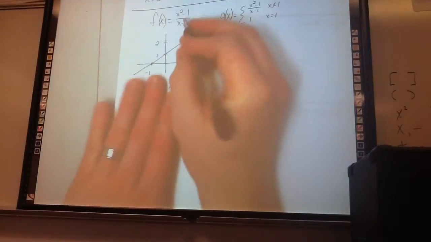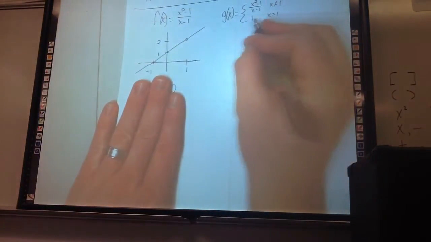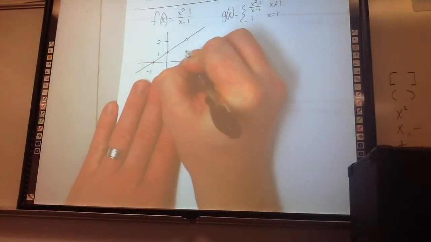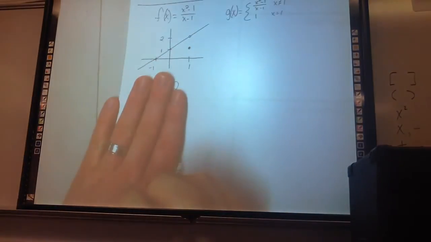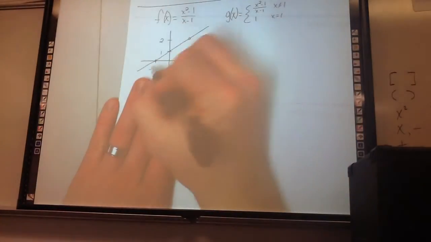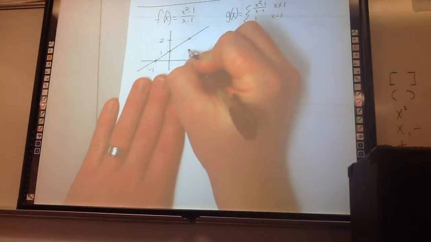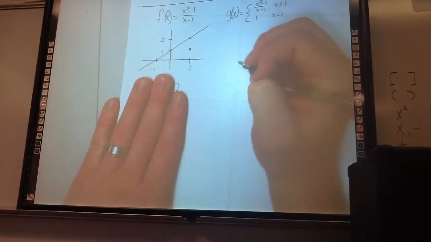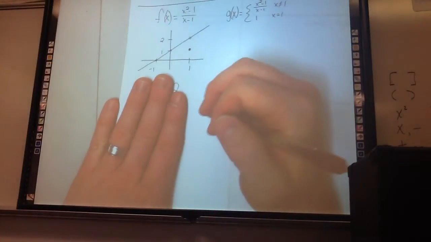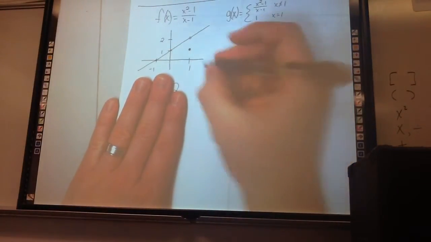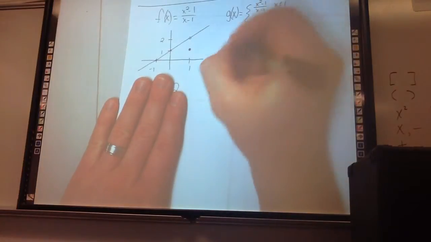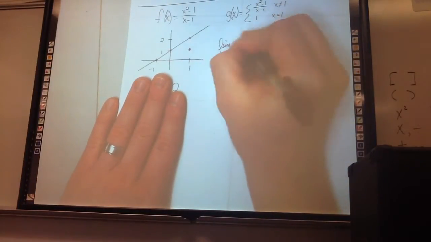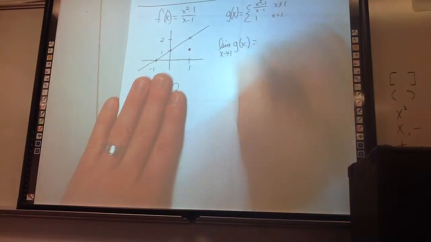This is the same thing, except when x is 1, g of x will equal 1. So there's a dot down here now. It's just a discontinuous function. So you've got this line, and then there's a hole here, and there's a dot down there, and then the line continues. It's a piecewise function. You can do that. You're going to see lots of crazy stuff. What do you think the limit as x approaches 1 of this function is? 1.